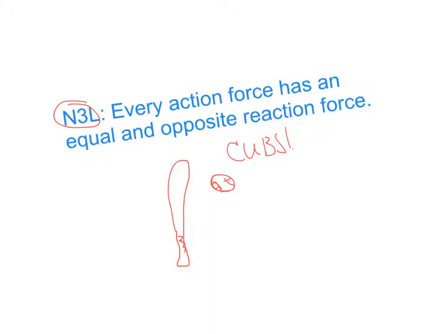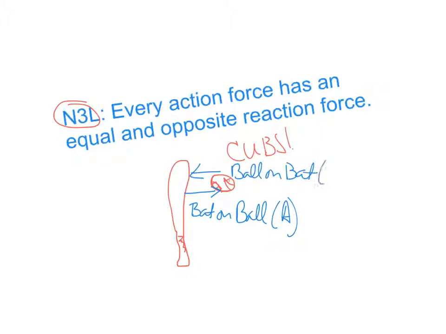If we were to swing and hit the ball, we would have an action force of bat on ball, our action force, and then we would have a reaction force of the ball on bat. We'll label that as reaction. And these forces would be equal and opposite.